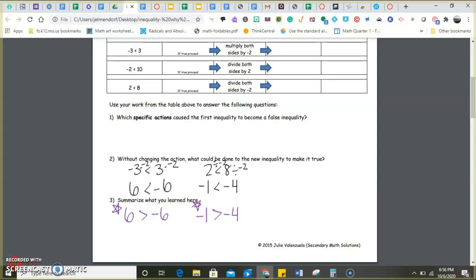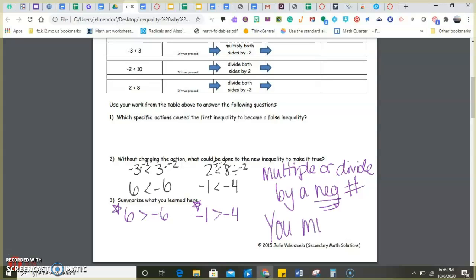So the lesson or the meaning behind this is that anytime you multiply or divide by a negative number, you must flip the sign, meaning it needs to become the opposite one. That is the huge and the big takeaway from this.